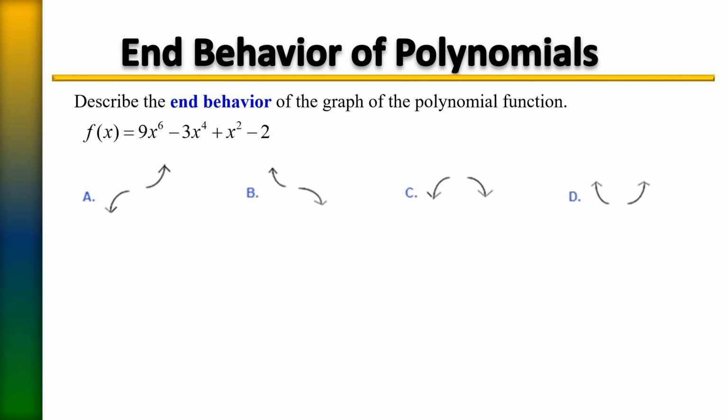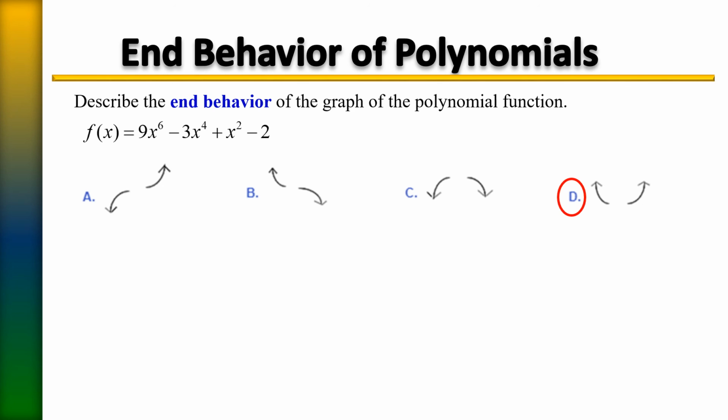What determines whether they face up or down? Well, recall, it's going to be the coefficient. And since the coefficient here is a positive number, it means it is going to be a graph where both ends are going to face upward, which is choice D.